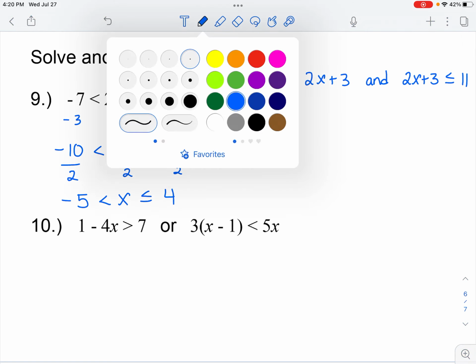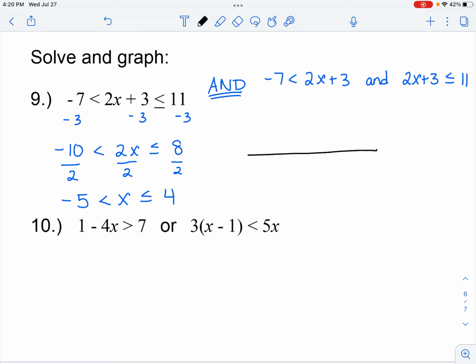So, graphing that, I've got my number line. My numbers of interest are negative 5 and positive 4. I've got x is greater than negative 5, goes this way. And I've got x is less than or equal to 4. Less than or equal to is a closed circle, less than to the left. And since it's an "and," I want to know where they overlap. So the overlap is in the middle. So that's my true solution set.